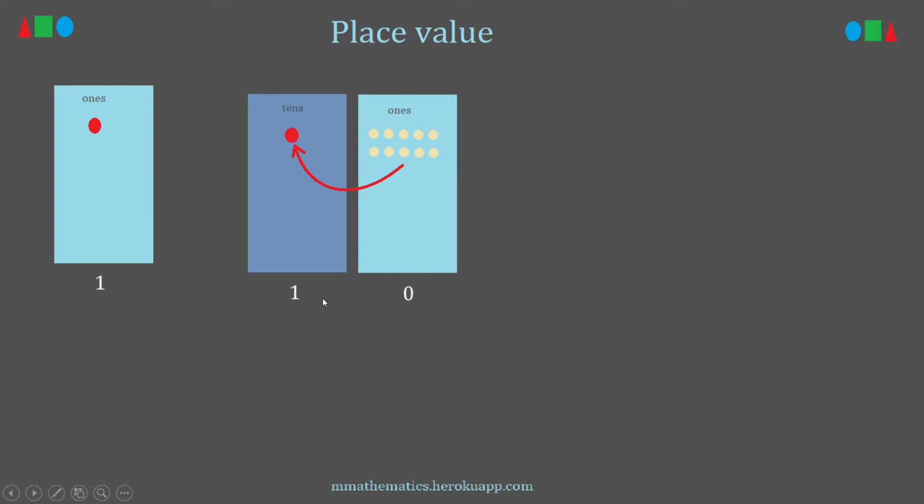So now below these columns you see we no longer have 10 ones because they've all been moved over to the tens. And we just have 1 in the tens column, 0 in the ones column.